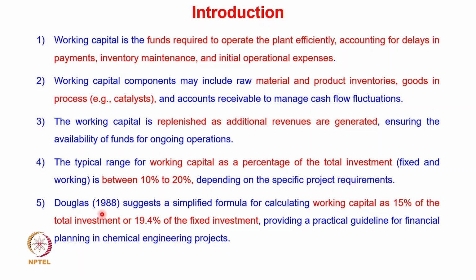So another guideline which is given by Douglas is, he has given a simplified formula for calculating the working capital. So he is suggesting to use 50% of the total investment as a working capital, or 19.4% of the fixed investment. So based on this we can directly calculate the working capital, and this is easy to calculate, and therefore this guideline which is given by the Douglas is extremely important while financial planning in chemical engineering projects.